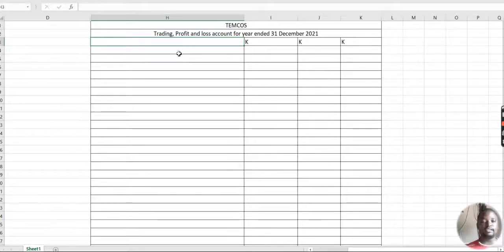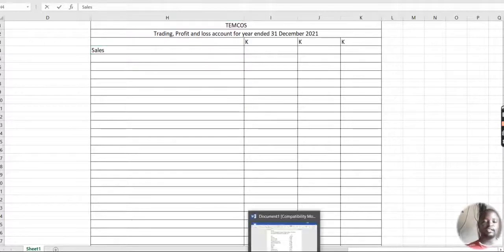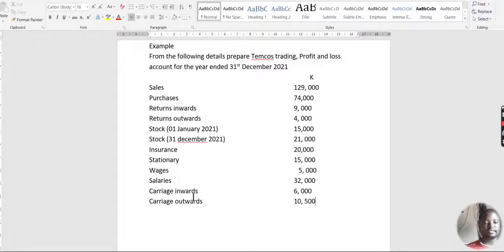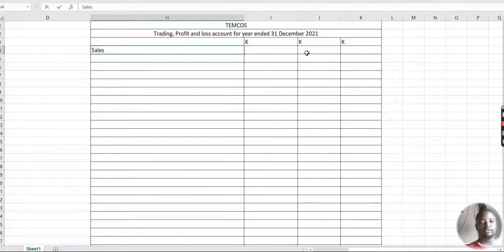Now, in trading, the first thing is sales. So we are going to put our sales there. Now, after putting your sales there, you should ask yourself a question. Do we have sales returns? So you go and check there. Yes, we have returns inward, 9,000. So this means that our sales amount 129,000 is going to be placed in this column.